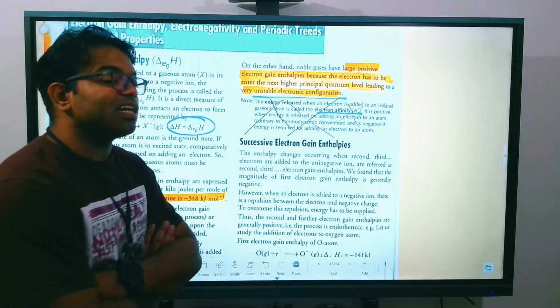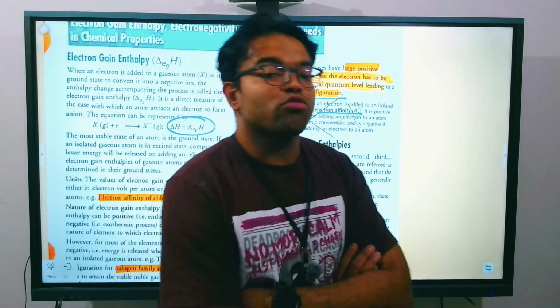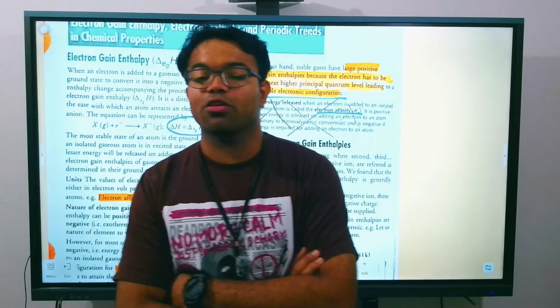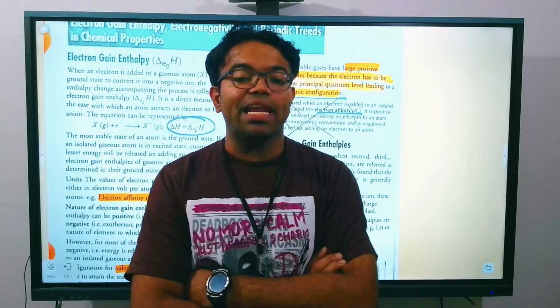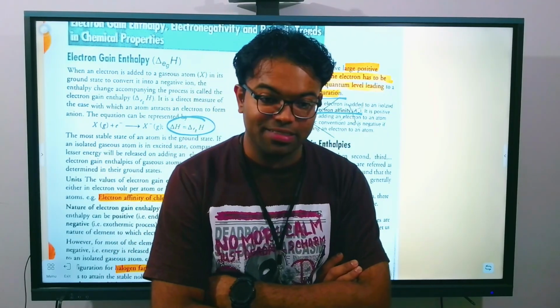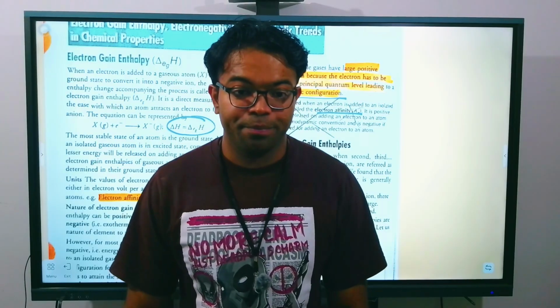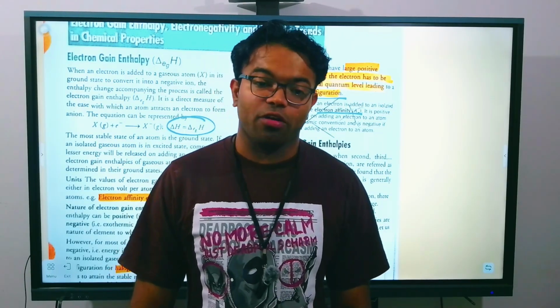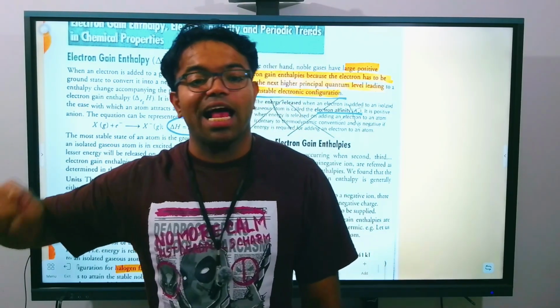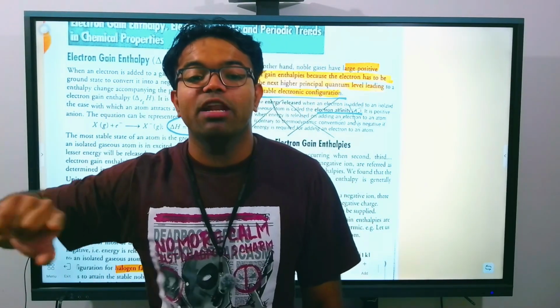Okay, if energy is required to add an electron, the electron affinity becomes negative. So what I have said about electron gain enthalpy and electron affinity is the same, but they have opposite signs. If an atom is releasing energy while gaining an electron, its electron gain enthalpy will become negative, but its electron affinity will be positive.